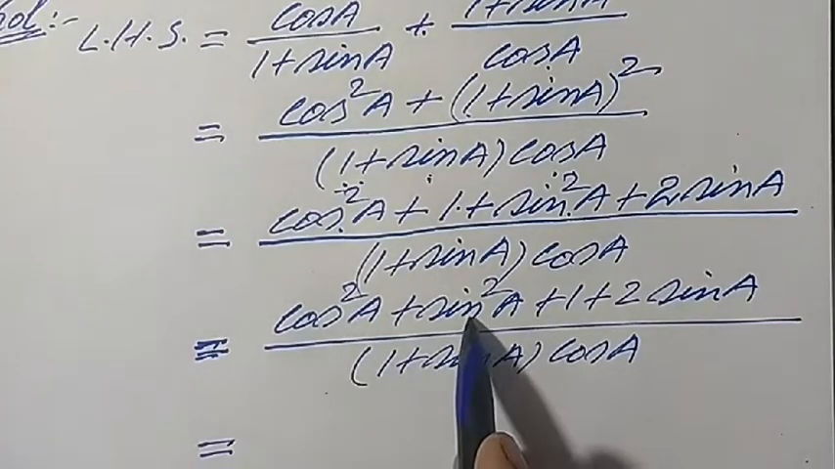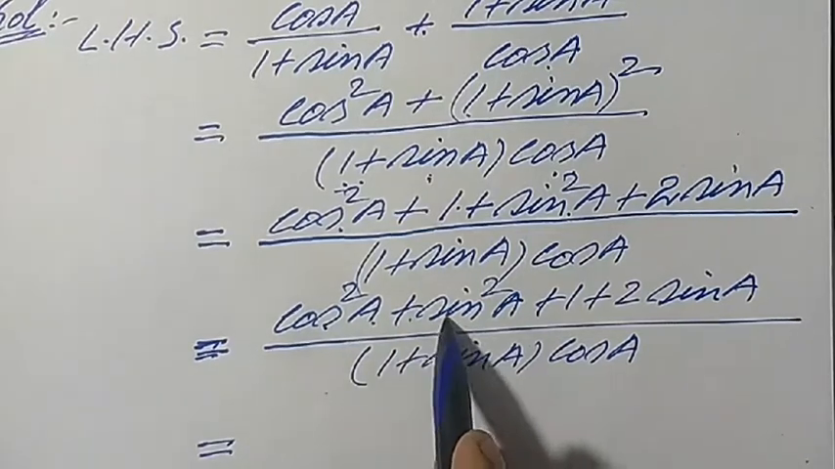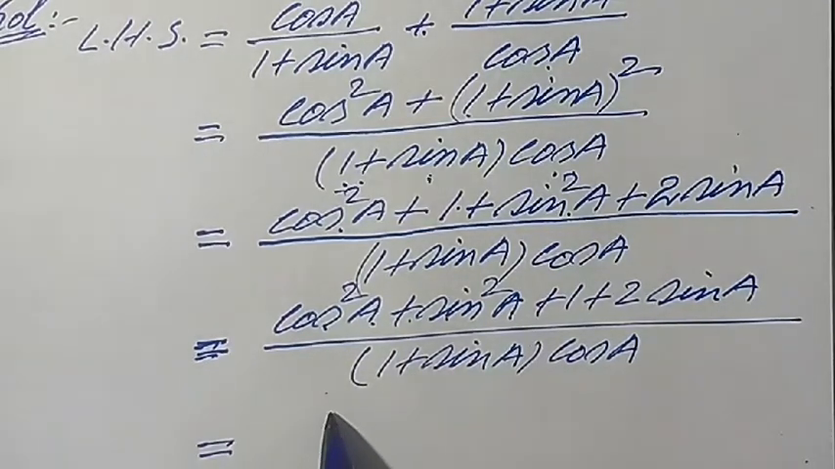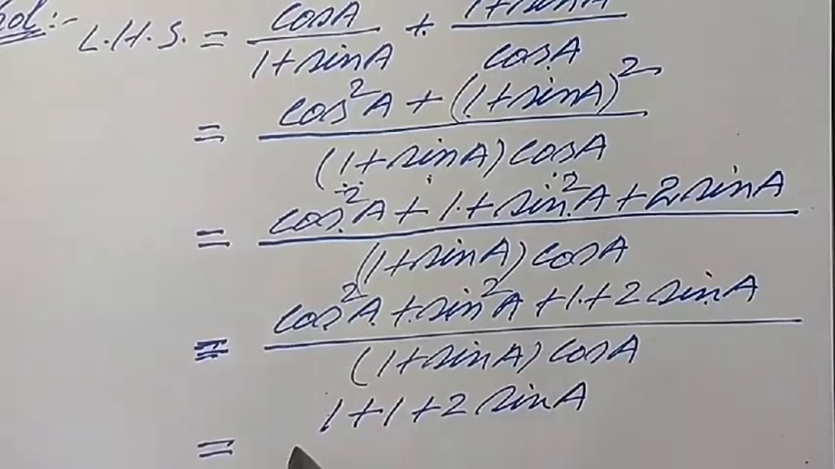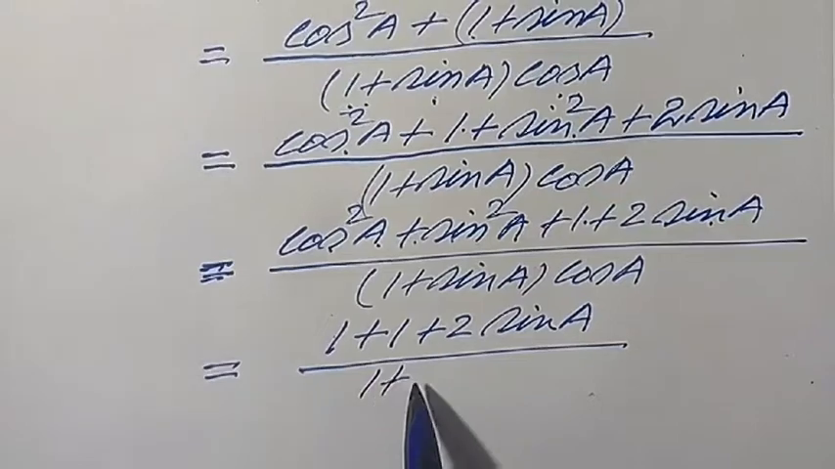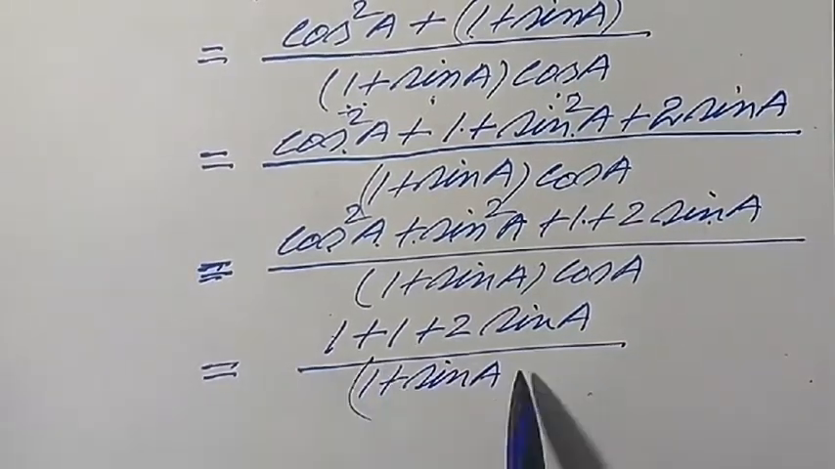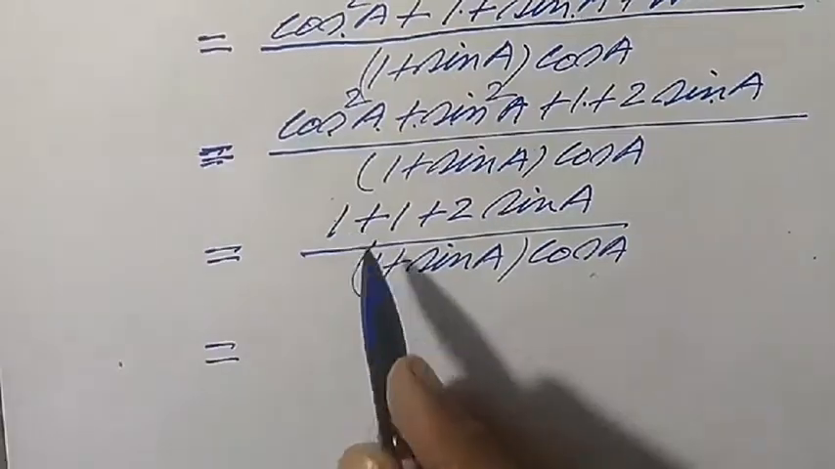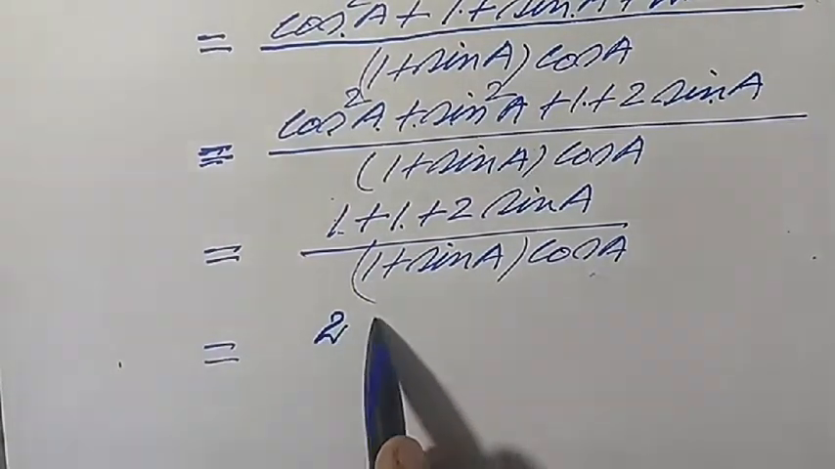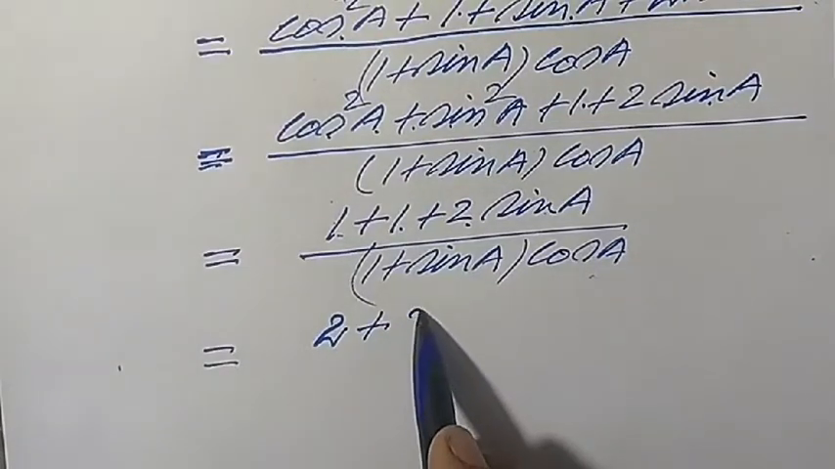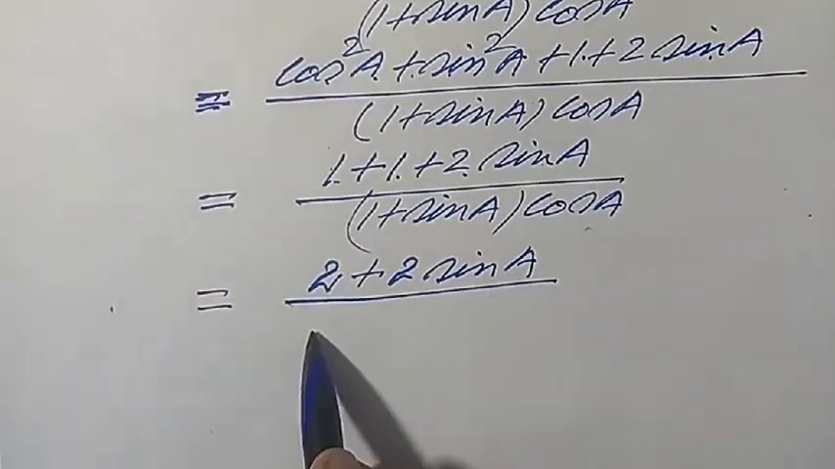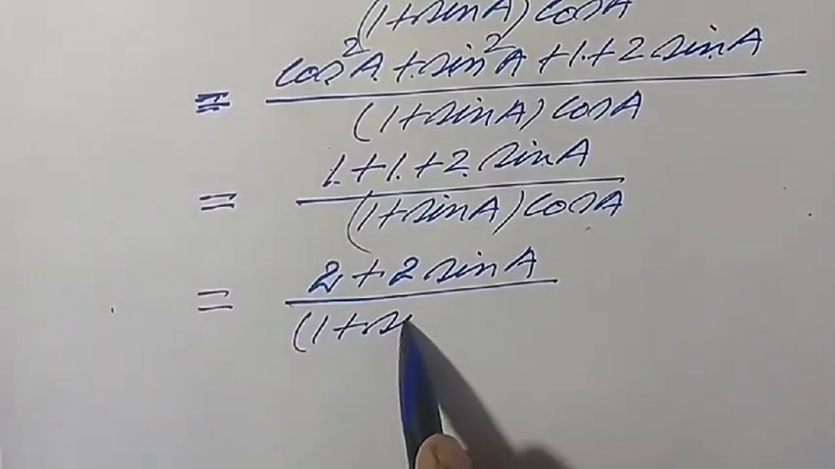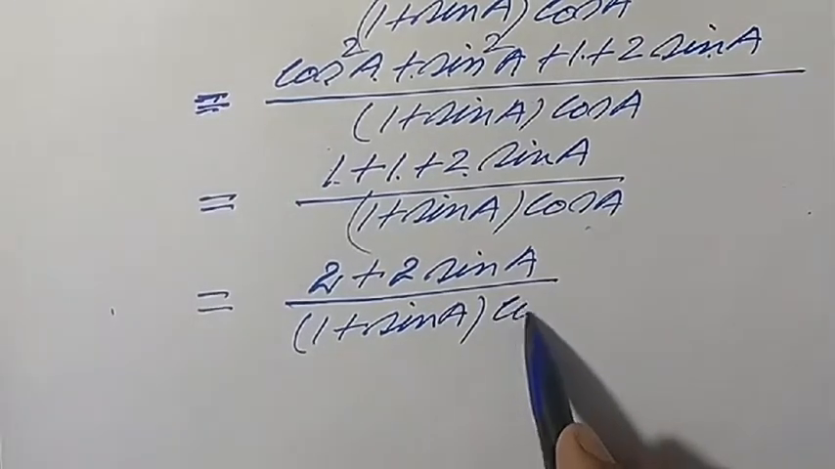As we know well, cos square theta plus sin square theta is 1. So cos square A plus sin square A is 1. So we get 1 plus that 1 as it is plus 2 sin A, divided by (1 plus sin A) into cos A. Now 1 plus 1, 2, plus 2 sin A, divided by (1 plus sin A) into cos A.